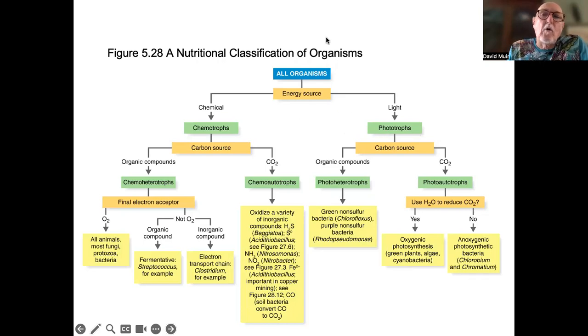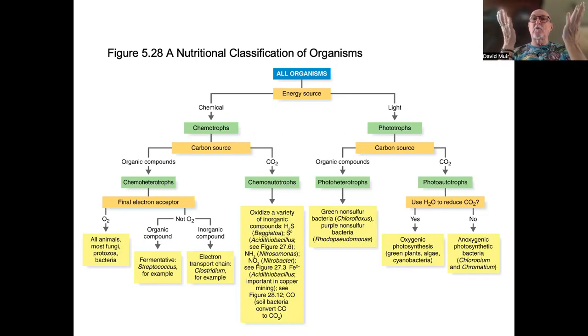So let's have a look at all living organisms. And we can divide all living organisms into groups depending on what they use as their energy source. So think about ourselves. Where do we get our energy from? We get our energy from already created biomolecules. Those are chemical compounds, things like glucose, etc. That is where we derive our energy from. And because we derive our energy from a chemical, we are referred to as chemotrophs.